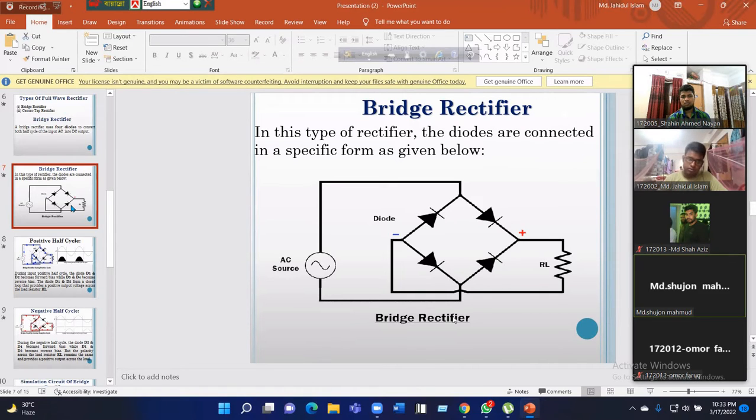But our load is in the same direction. When we apply the negative half cycle, 2 diodes are forward and 2 diodes are reverse. But our load remains in the same direction.